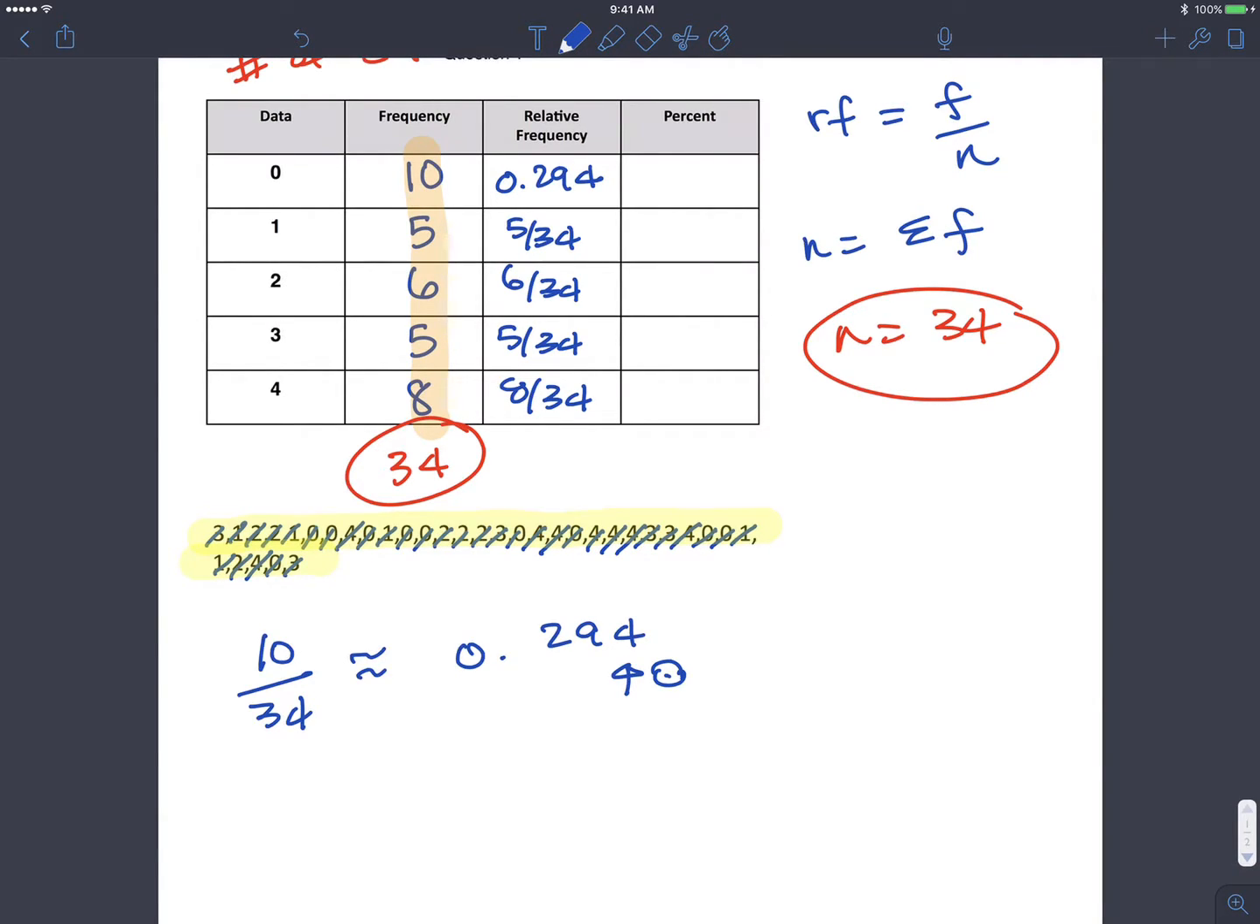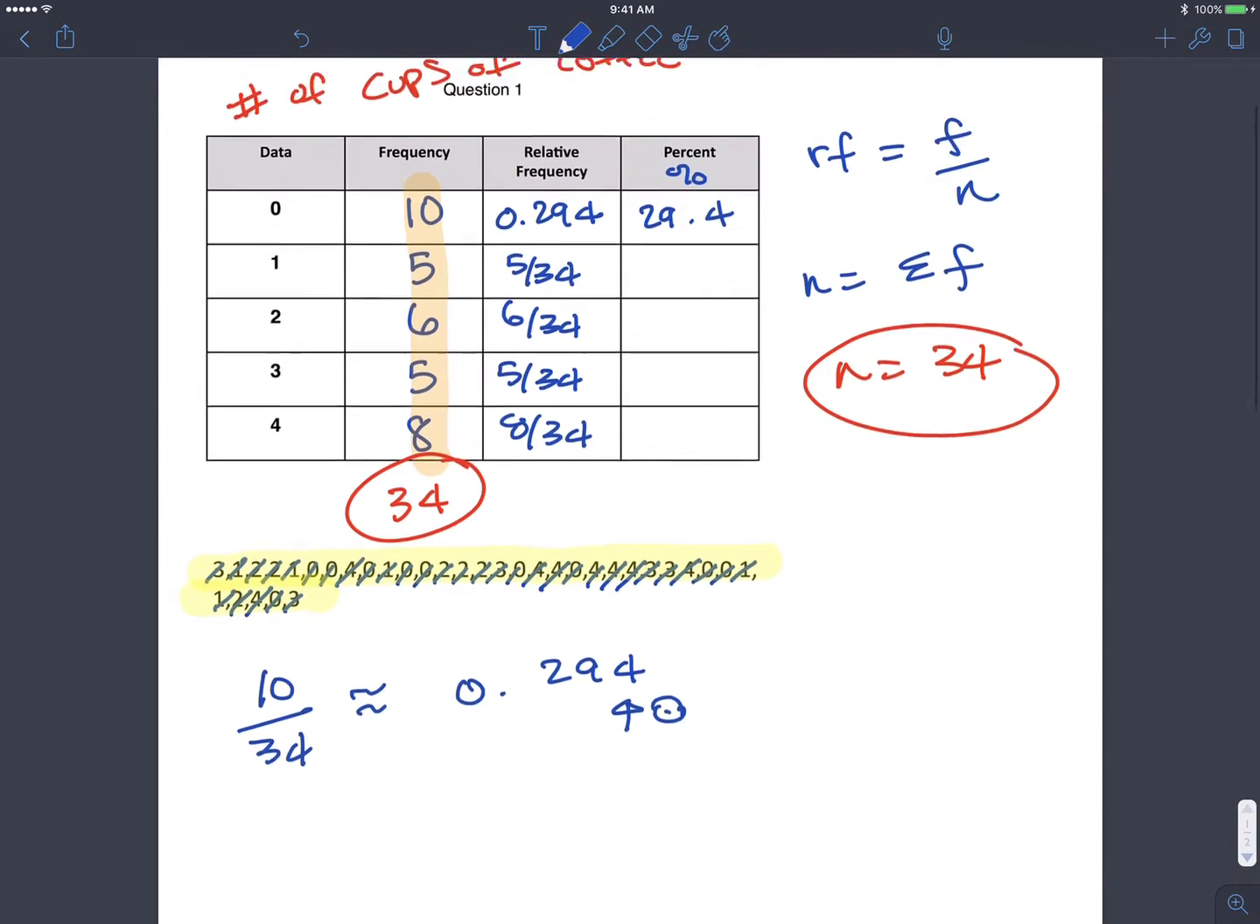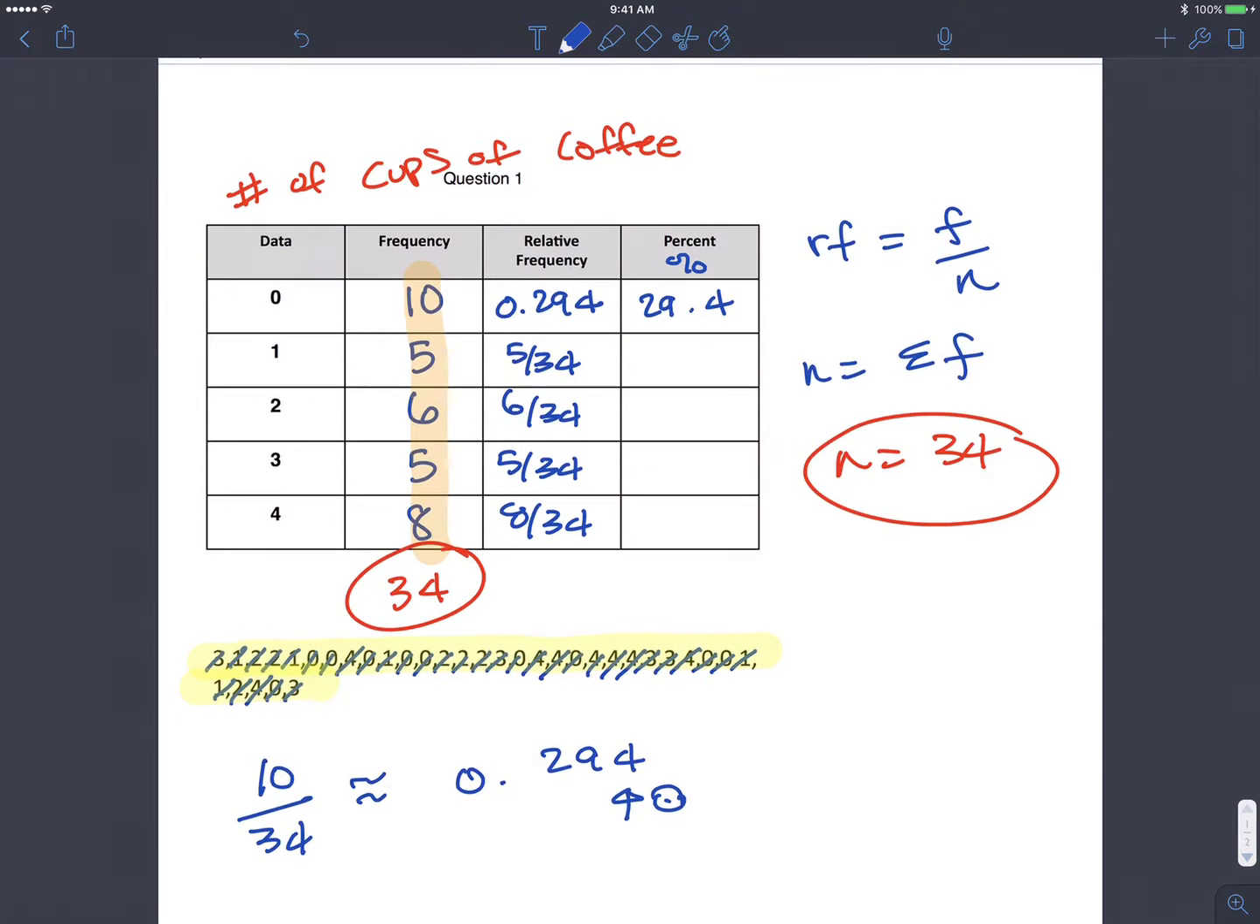That means 29.4 as a percent. These are our percents of the sample that drink no coffee, 0 cups of coffee per day, since this homework question is about drinking coffee. It's about 29.4%.